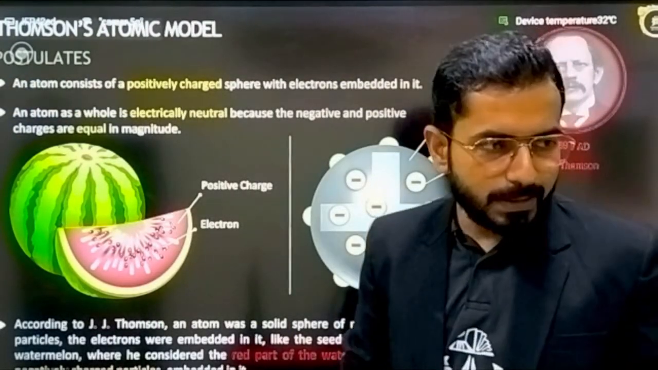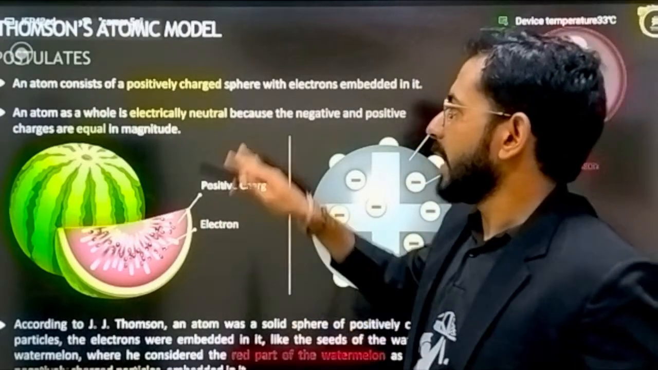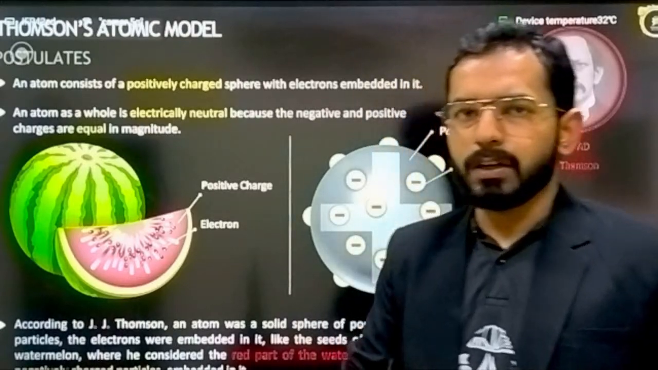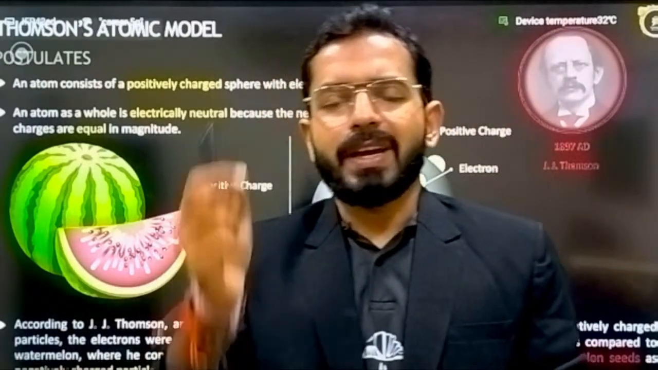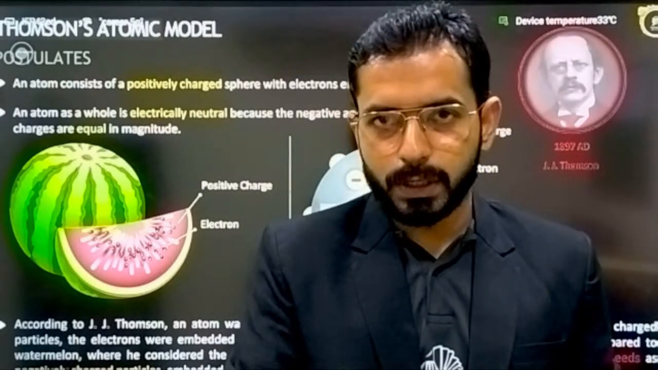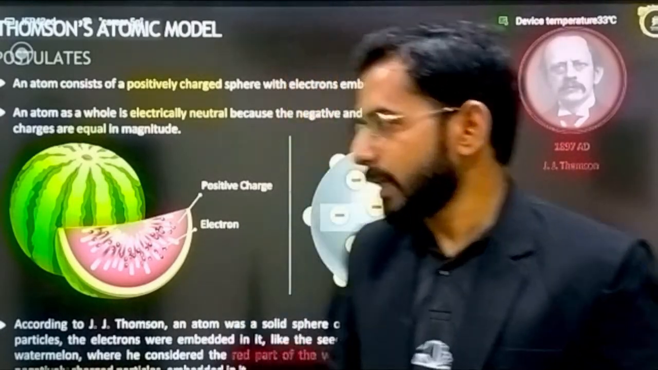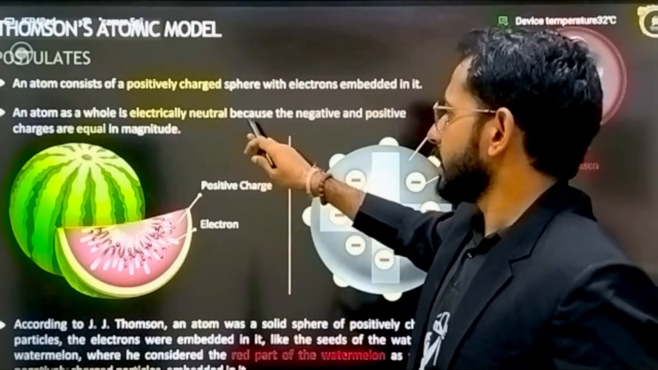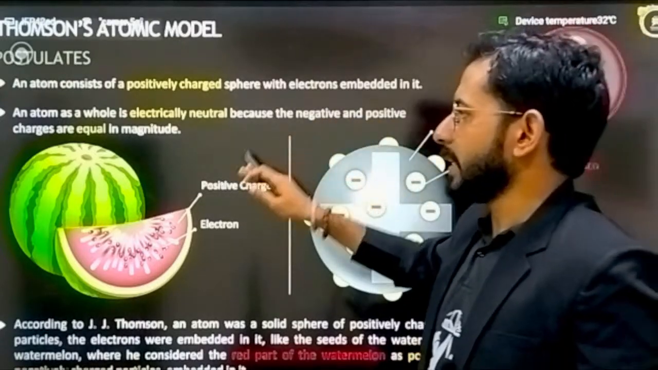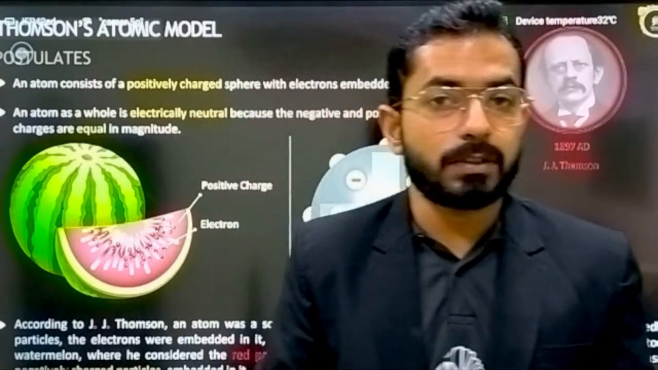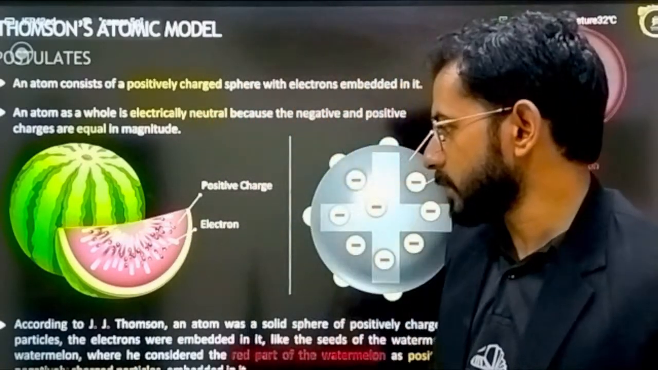Now, what are the next things that he observed? An atom consists of a positively charged sphere with electrons embedded into it. An atom is a kind of sphere. It is a positively charged sphere where electrons are embedded into it. That was another observation, of Thomson's. An atom as a whole is electrically neutral because the negative and positive charges are equal in magnitude. He further said that an atom should always be electrically neutral because the magnitude of positive charge and the magnitude of negative charge will be equal. These are the observations.